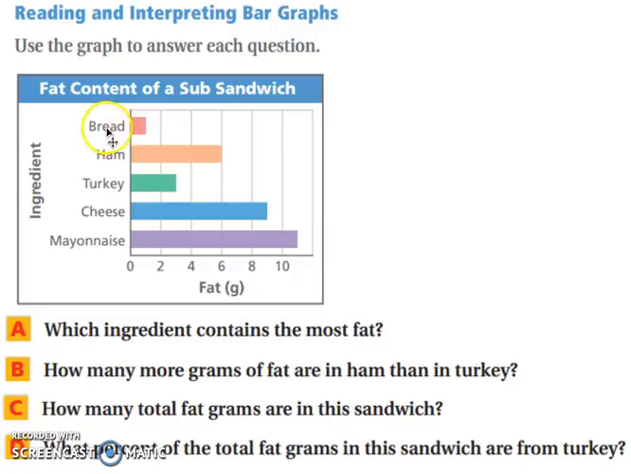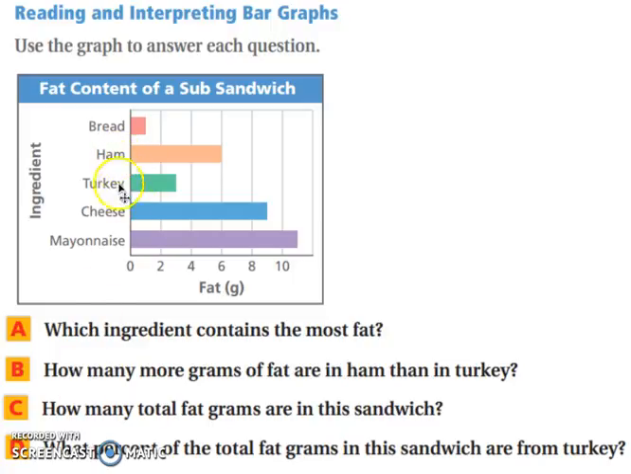This bar is labeled bread. This bar is labeled ham. And then as far as it goes out, so ham has 6 grams of fat. Alright, so using that knowledge, which ingredient contains the most fat? Well, the longest bar we have here is mayonnaise, so that would be mayonnaise, the one that contains the most fat.